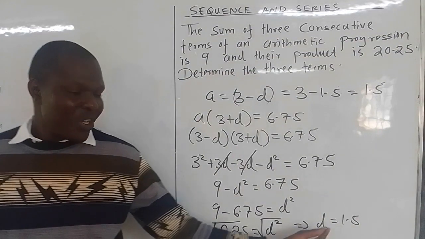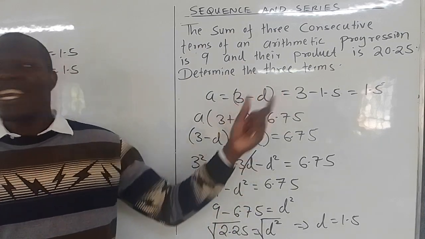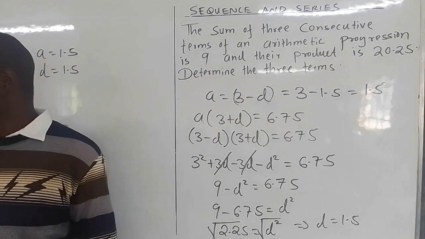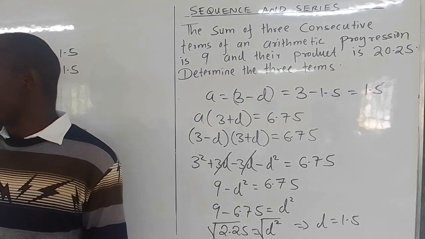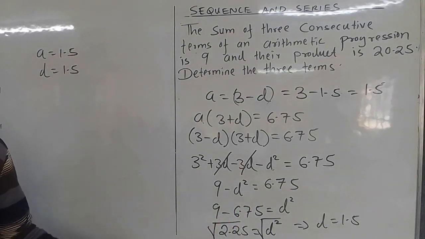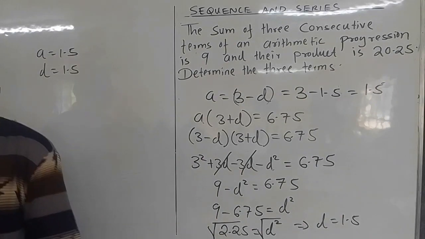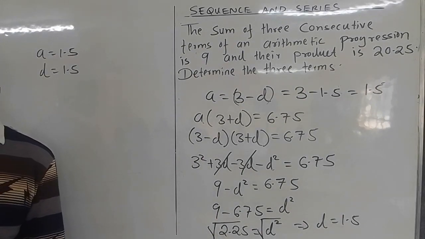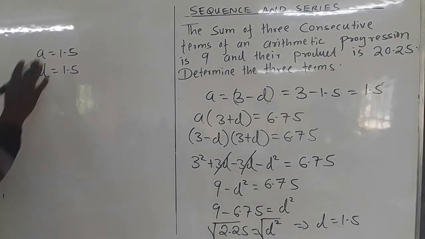Meaning, when you took D to be negative 1.5, you will get A to be 4.5, isn't it? Meaning you will be starting from 4.5, 3, 1.5. And the other one will be starting from 1.5, 3, 4.5. Then you see they're the same three terms. Are you seeing that? So here we have our A and D.